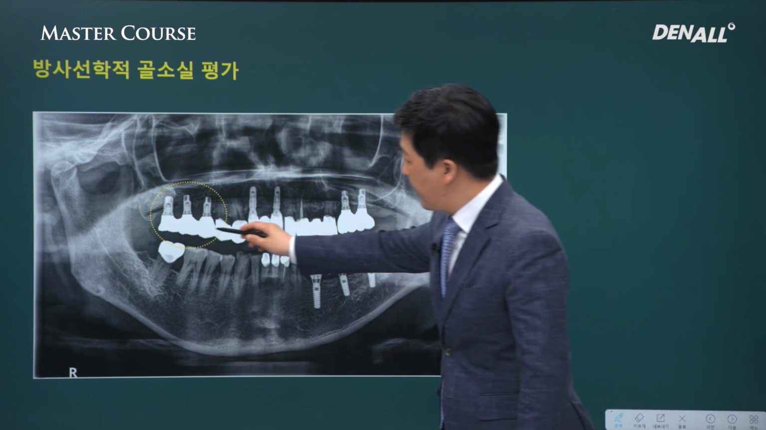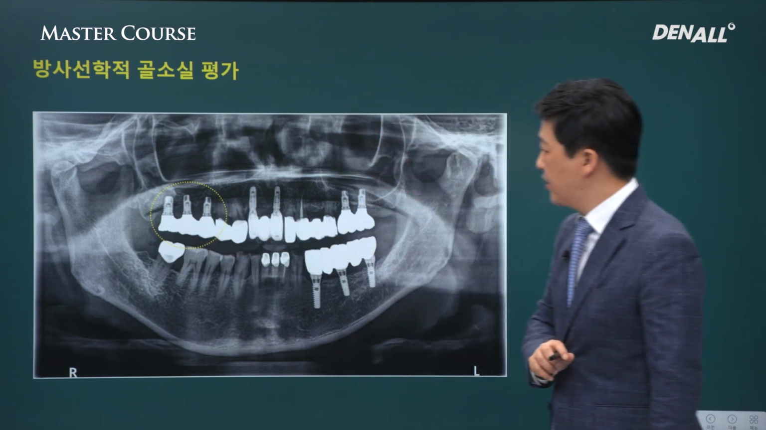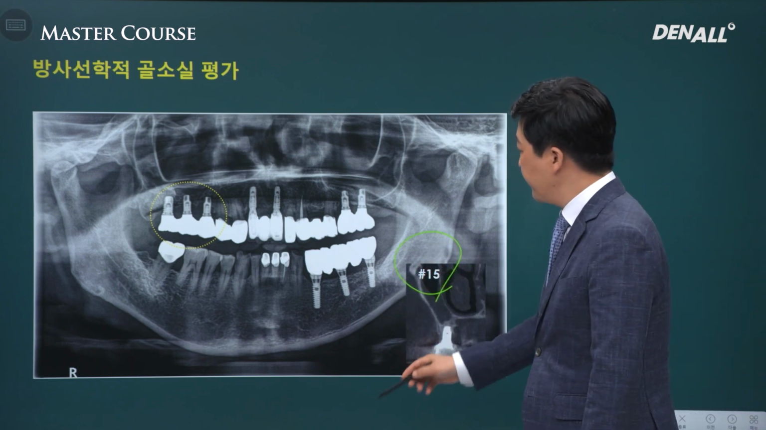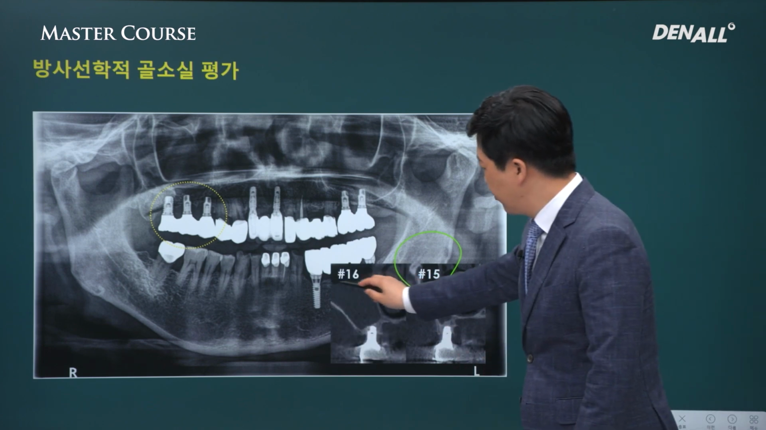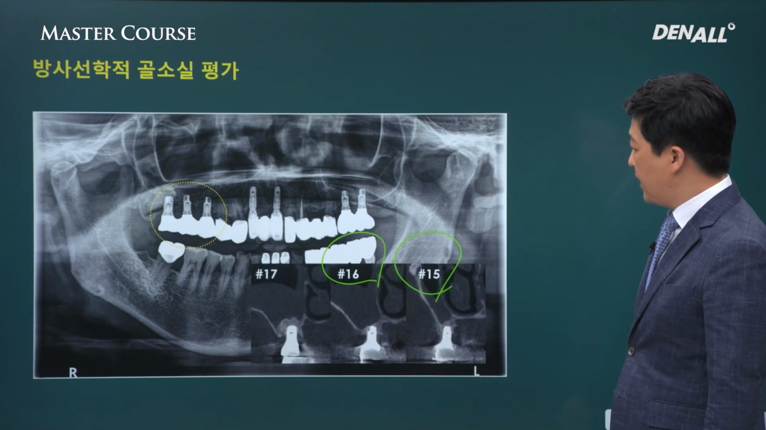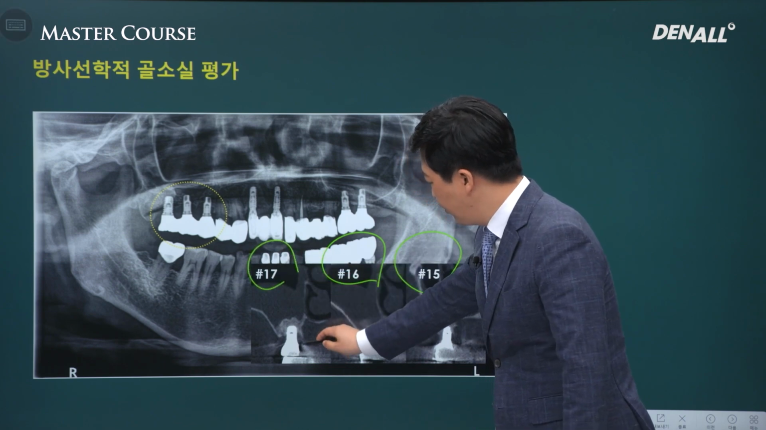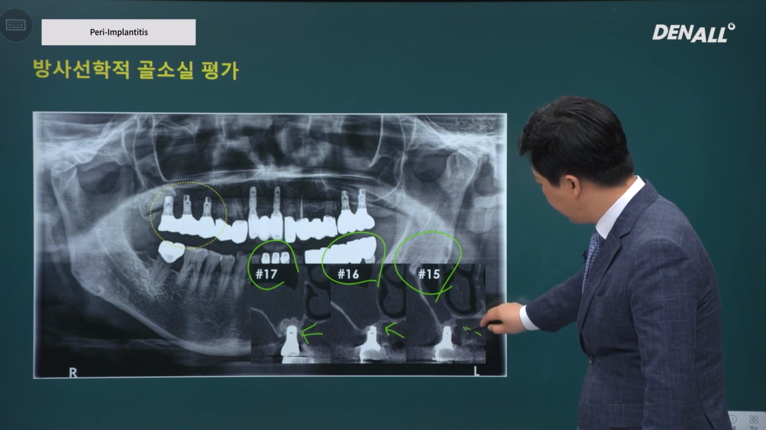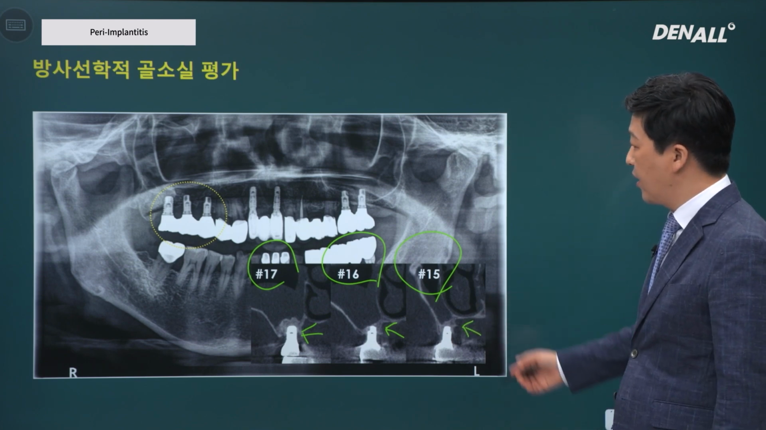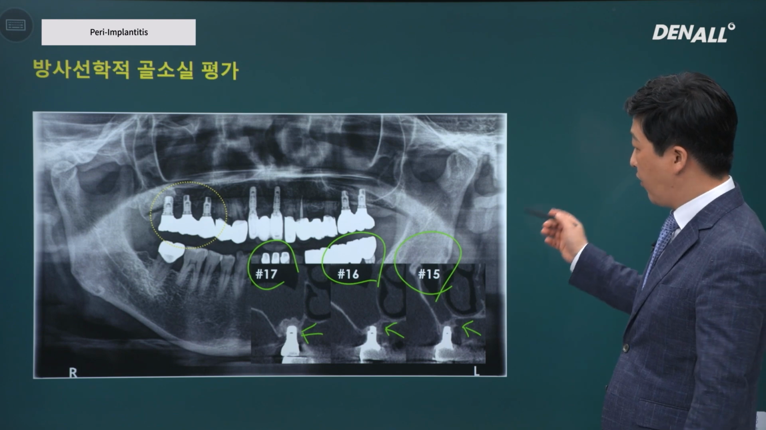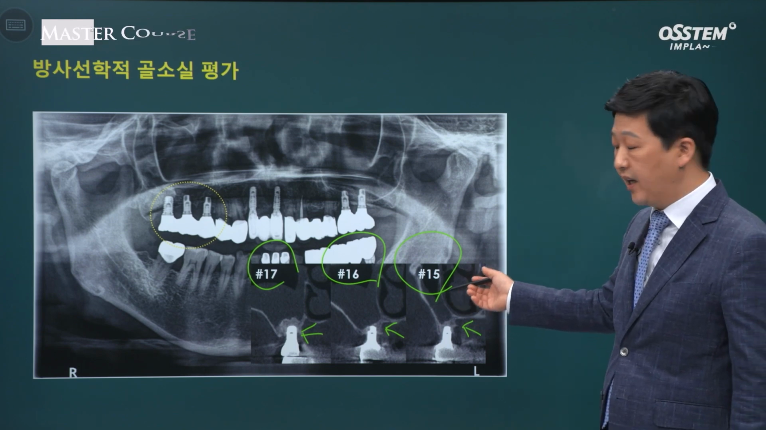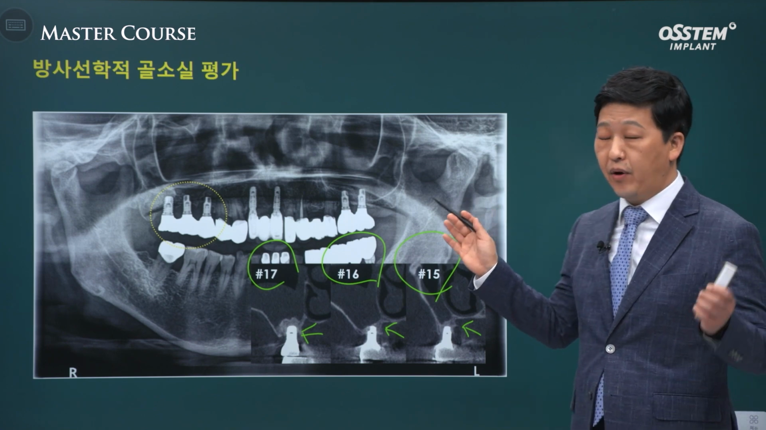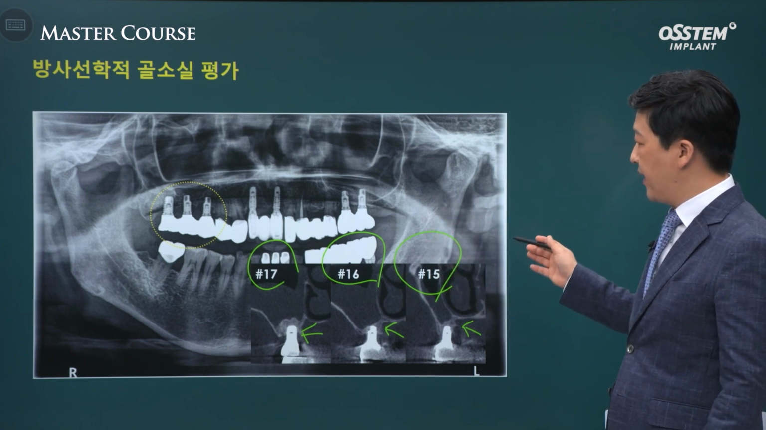If you look at the upper right quadrant around the implant, there is crater-like bone loss. If you look at the CT around numbers 15, 16, and 17, implants, very serious crater-like bone loss can be observed. It's almost horizontal bone loss. This can be viewed as advanced peri-implantitis. Based on X-ray evaluation, we can check for peri-implantitis.